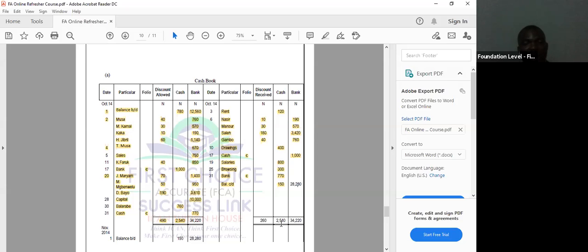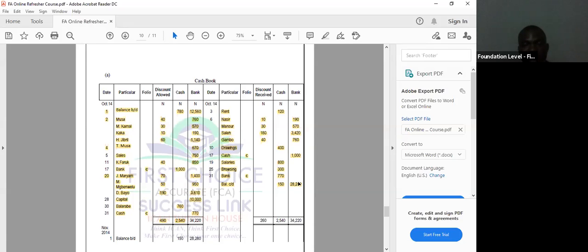So we can easily add everything together and get that 2,540. Now, under the bank column, we now add everything together. If we add 190, 570, 3,420, 760, and 1,000 together, it will not give you 34,220. It will give you a lower figure compared to this 34,220. Now, for you to get your balance carried down, you will say 34,220 minus the total figure, and that will give you 28,280. Now 28,280 will be your balance carried down. It means that this is the amount that you have in your account as at the end of October.